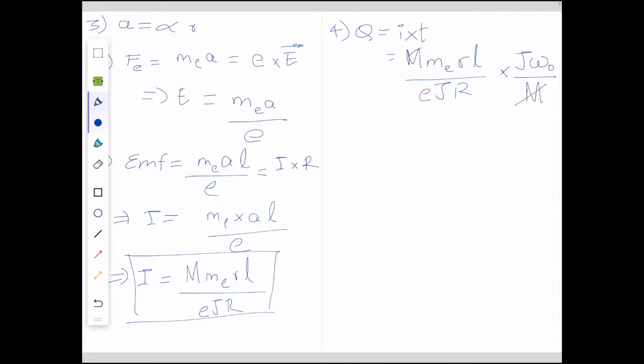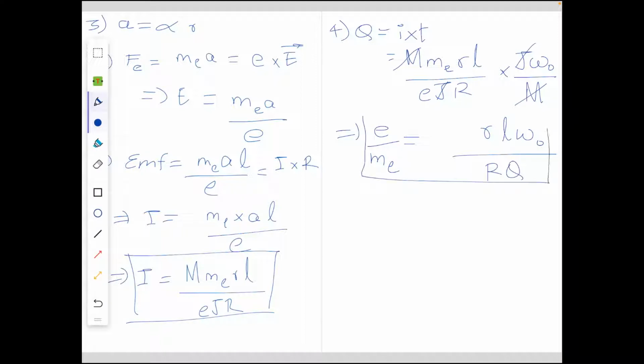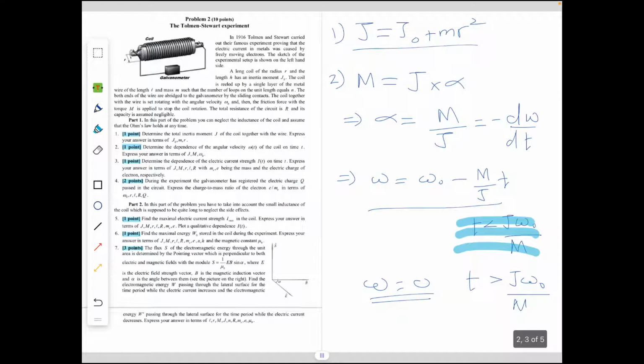So M cancels out here and J also cancels out, and what we get is e by m_e, the charge to mass ratio, equals r L omega naught over R q. So this is the charge to mass ratio required in this part. So the 4 parts are done.